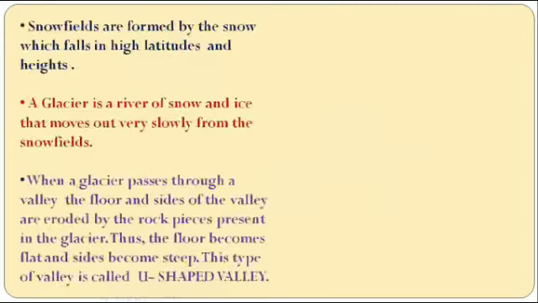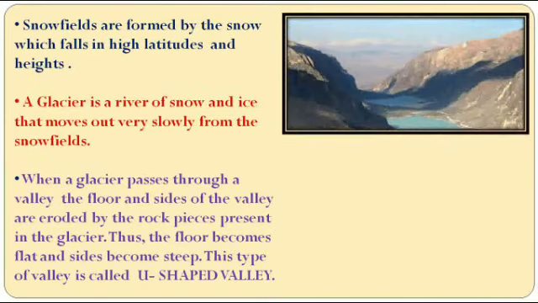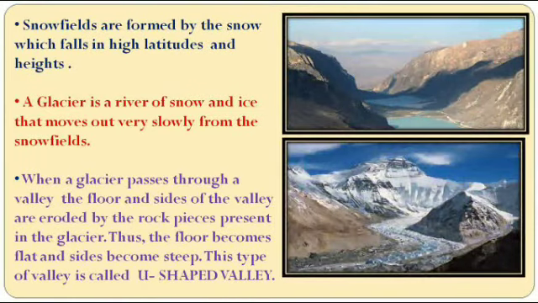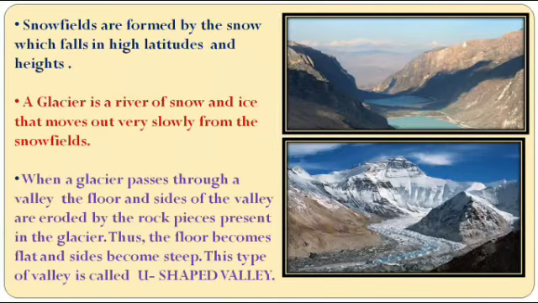Then we are having another very important topic, that is related towards the work of ice. In the work of ice, we are going to read about the snowfields. Snowfields means snowfields are formed by the snow which falls in high latitudes and the heights. This is another important topic. Work of ice. Under work of ice, we are going to read these particular things.